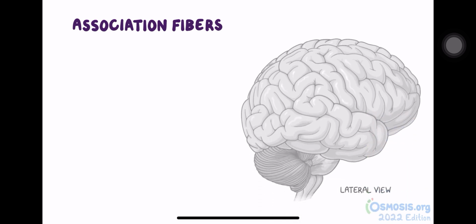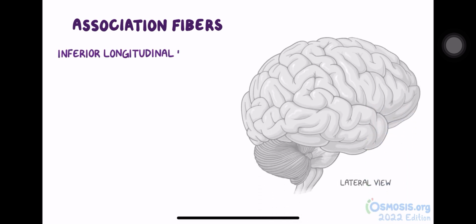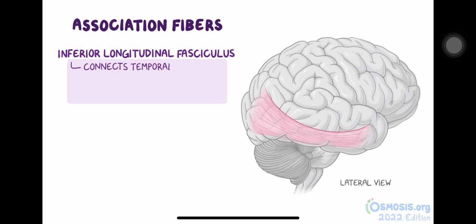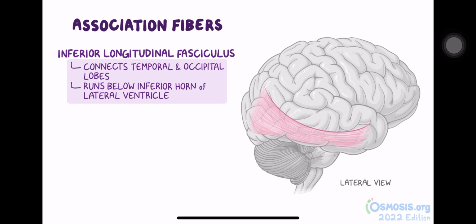And lastly, there is the inferior longitudinal fasciculus, or temporo-occipital bundle, that connects the temporal and occipital lobes with fibers running below the inferior horn of the lateral ventricle and lateral to the optic radiations.